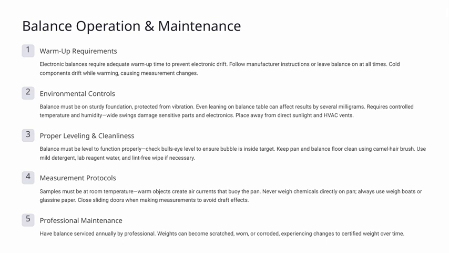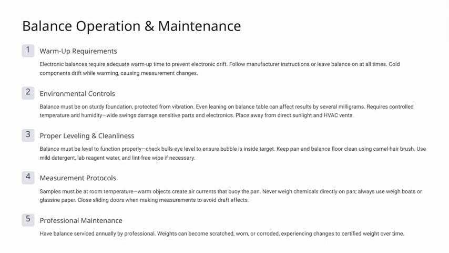Never weigh chemicals directly on the pan. Instead, use weigh boats or glassine paper to prevent contamination and damage. Also, close the sliding doors during weighing to shield the balance from drafts, which can cause fluctuations.